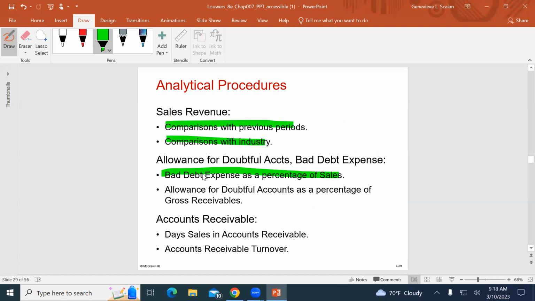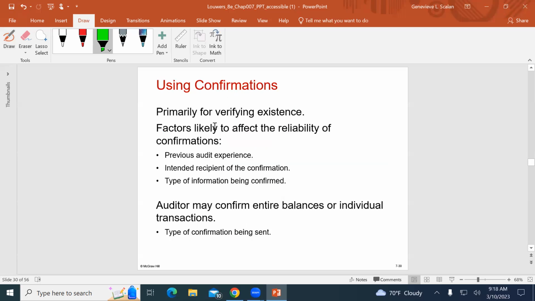Compare bad debts as a percentage of sales, percentage of gross receivables, days sales in receivables, and accounts receivable turnover. How fast is it getting paid? If they're getting paid really slowly, maybe those were fake receivables, so you could investigate a little more.